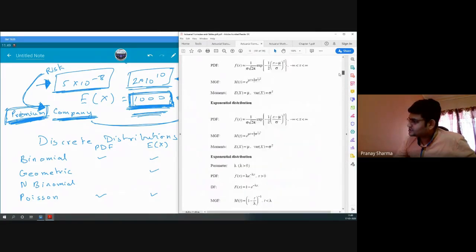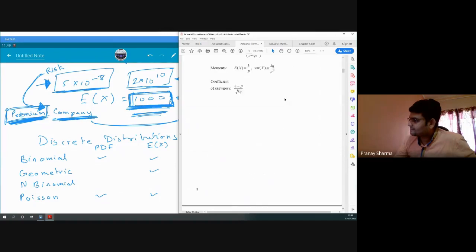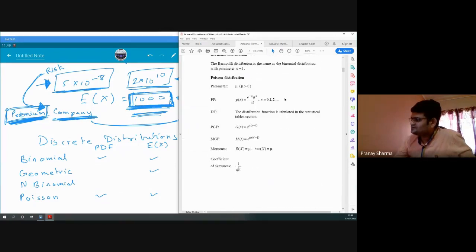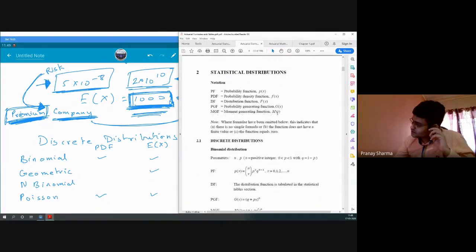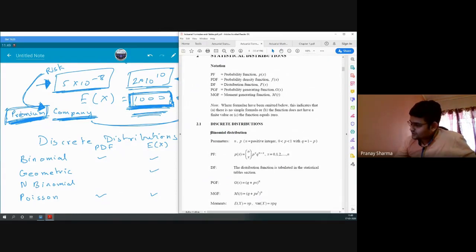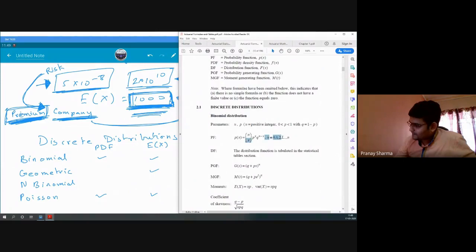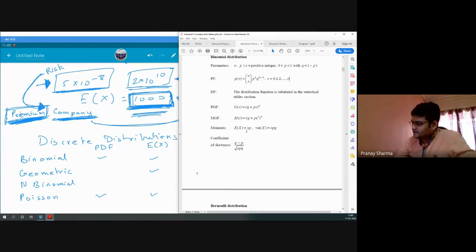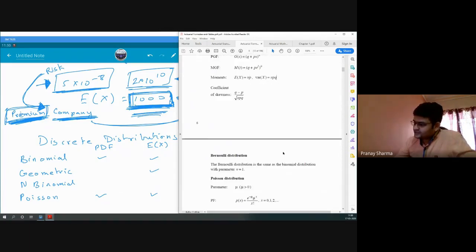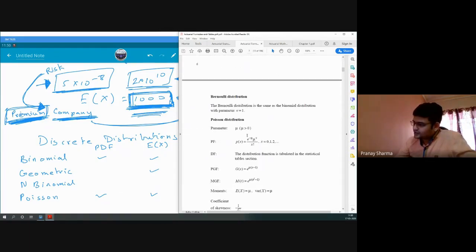Again, page number 6. These are our discrete distributions. First is binomial. This is the PDF. You should also remember the range: X goes from 0 to n. This is our expected value and variance. Then we come to Poisson. Poisson, this is our PDF. Instead of lambda, they have written mu.